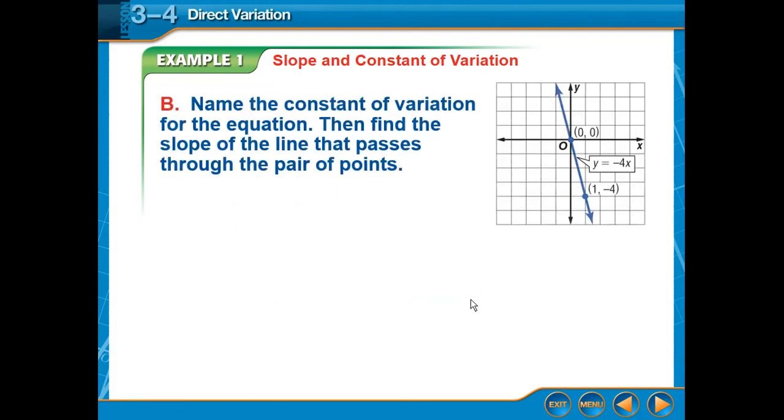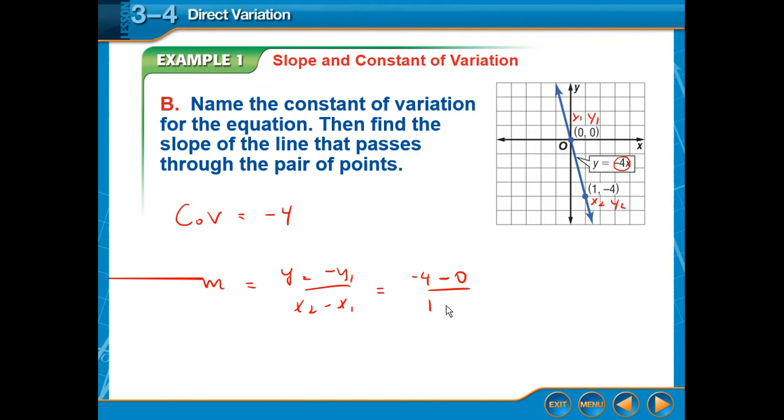For B, name the constant of variation for the equation. So again, the number in front of the x is our constant of variation. So our constant of variation is -4. And then it says to find the slope. So again, x1, y1, x2, y2. So slope is m equals y2 minus y1 over x2 minus x1. So y2 is -4 minus y1 is 0. x2 is 1 minus 0. I get -4 over 1. And -4 divided by 1 is -4.